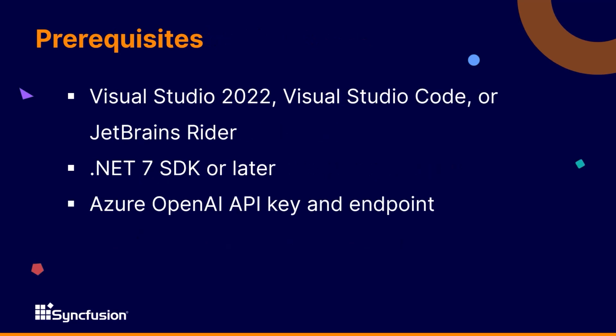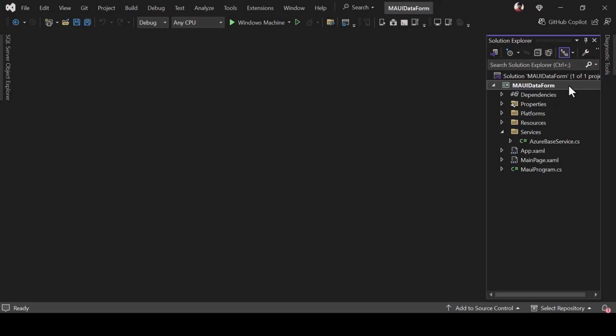Before we dive into the code, let's make sure you know what you will need to follow along or to try this out on your own later. You will need Visual Studio 2022 with the .NET MAUI workload installed. Also ensure you have access to Azure OpenAI service and have set up a deployment in the Azure portal. Now let's move to the IDE for the demo.